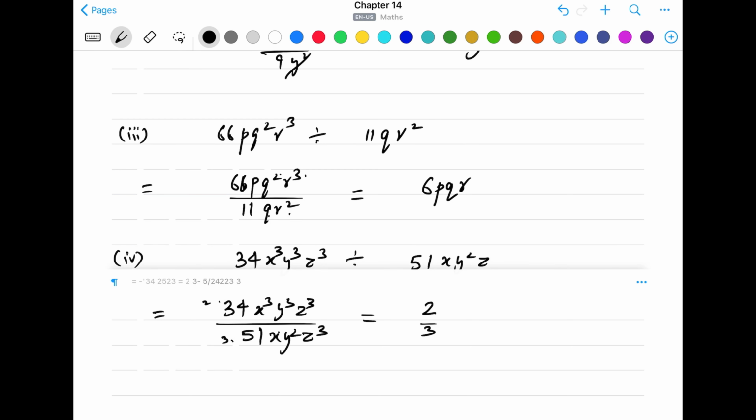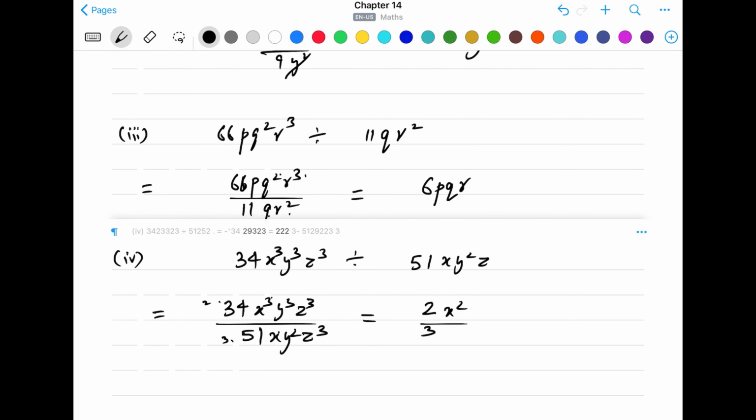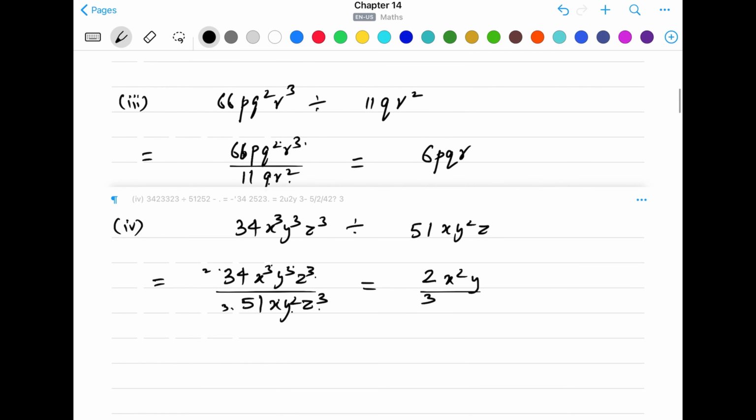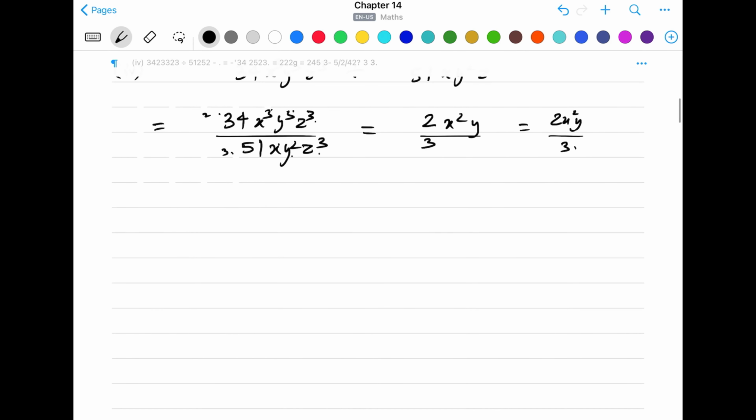Then this 1 power of x will cancel the 1 power of x here, so we're left with x square, and the 2 powers of y will cancel 2 powers from here, so we're left with only y, and this z cube will cancel out the z cube, so we'll not have variable z here. So this will be 2x square y divided by 3. That's the solution for this one. Now let's see part 5 of question number 1.